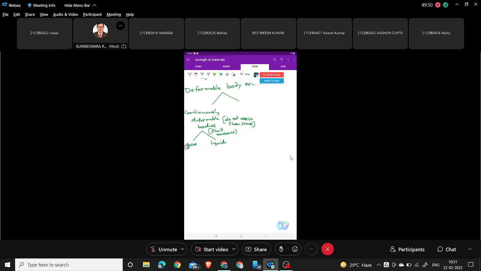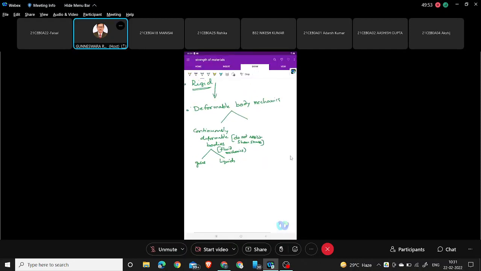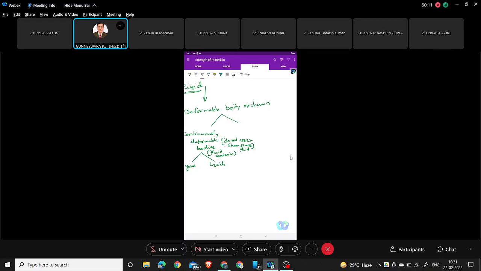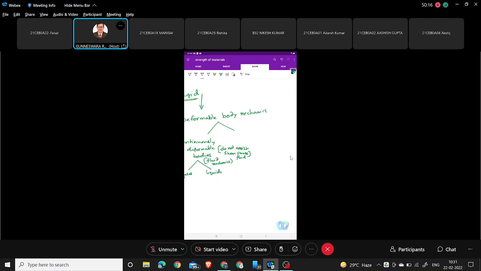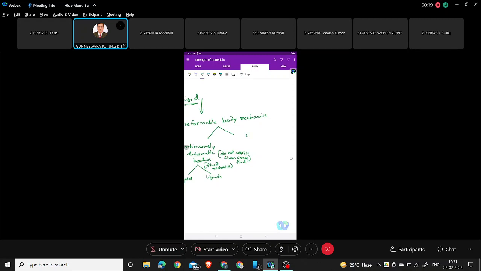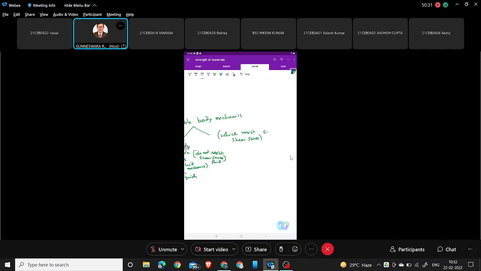Okay. So the bodies that do not resist shear stress are called fluids, and that mechanics is called fluid mechanics. Of course, fluid mechanics is further divided into liquids as well as gases. Let us not worry about that, because the chemical engineers think about this. But as far as civil engineering or strength of materials is concerned, we discuss the bodies which resist shear stress, the bodies that come under solids, and it is called solid mechanics.